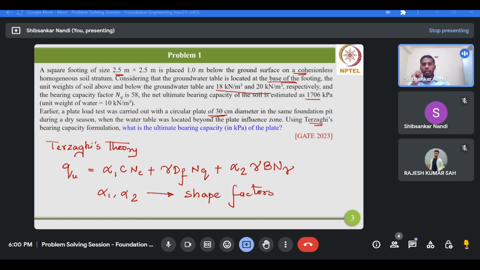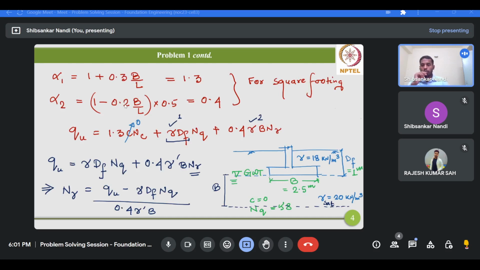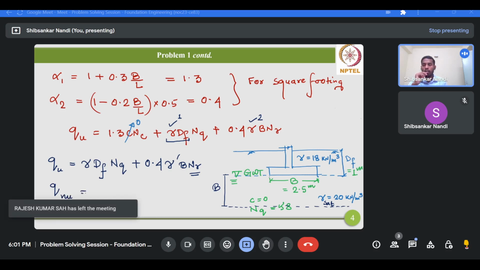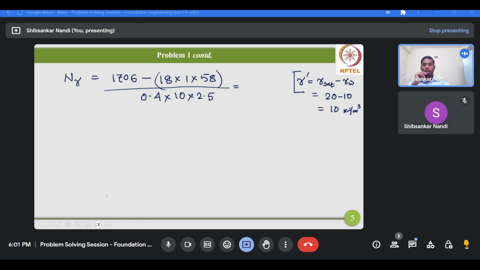Okay, I think I made a mistake. This value 1706 is not given for ultimate bearing capacity. It is given for net ultimate bearing capacity. Therefore, we have to take the help of the net ultimate bearing capacity expression. So qnu is qu minus gamma Df. Now we can determine this N gamma term.